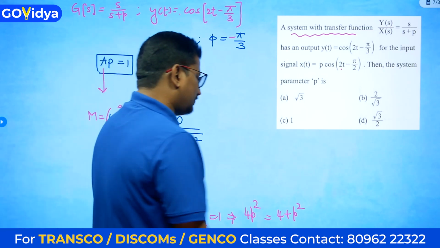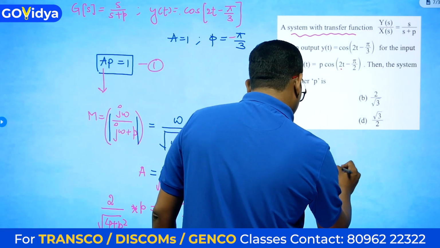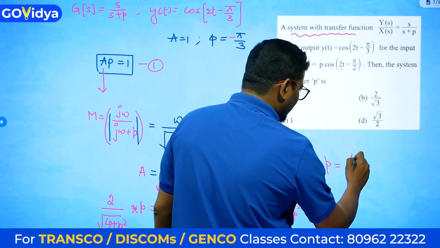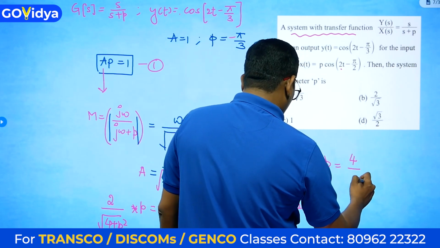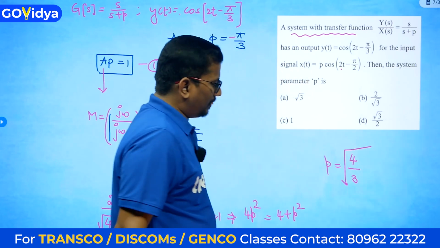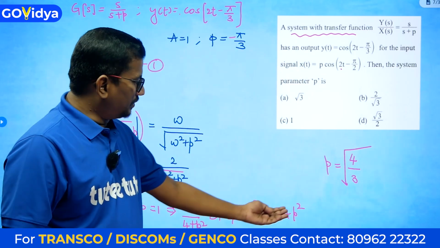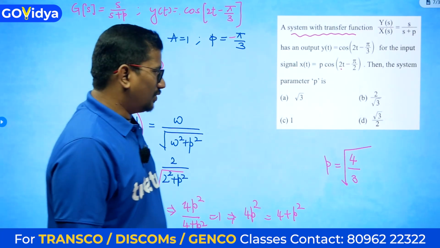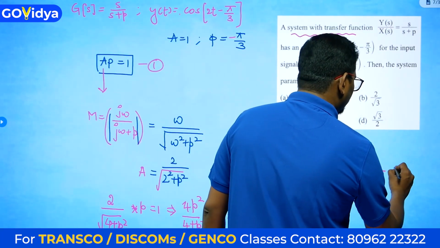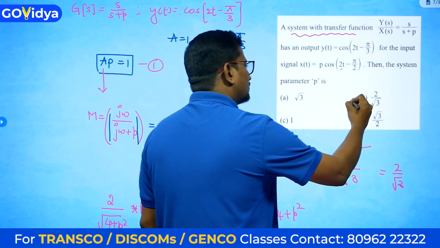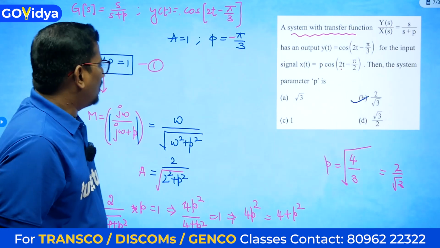From that, what is P? Which is nothing but 4 by 3 under root. Correct, na? So p square comes to this side, 3p square is equal to 4. Therefore, 4 by 3 under root. What is this value? 2 by root 3. Therefore, what is this answer? B.